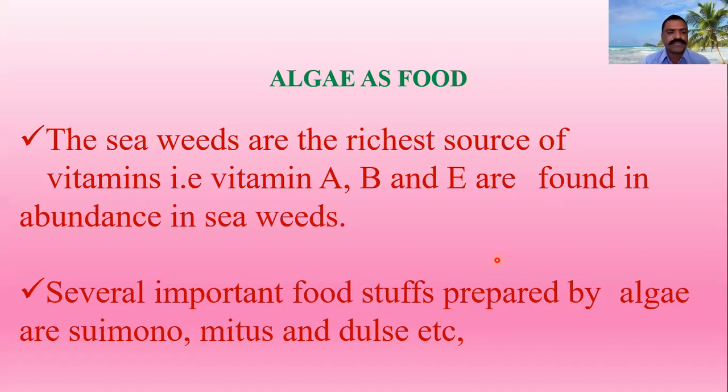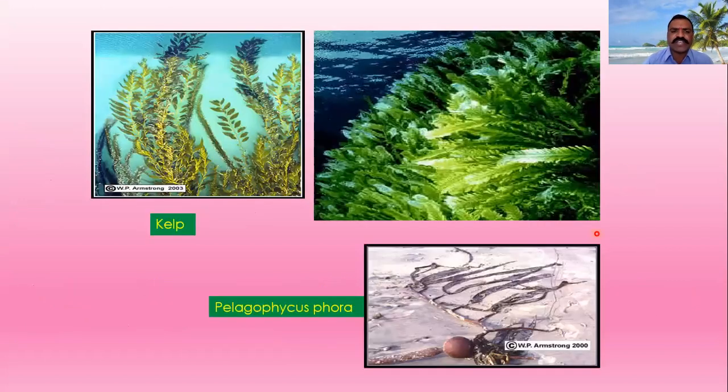Seaweeds means algae. Several important foodstuffs prepared from algae are Suimono, Mitus, and Dulce, etc. These are different foods related to countries like Japan and China. So in this image, what are we observing?